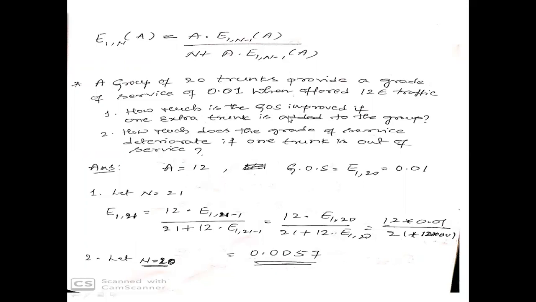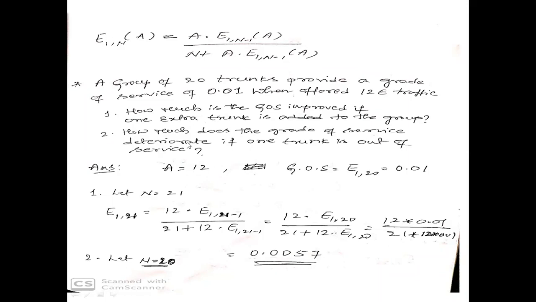What's the grade of service improvement with one extra trunk? This one extra trunk is 20 plus 1. We are adding one extra trunk to the already existing 20 trunks, which results in 21 trunks or outlets in the switch. That's why we are assuming N to be 21.